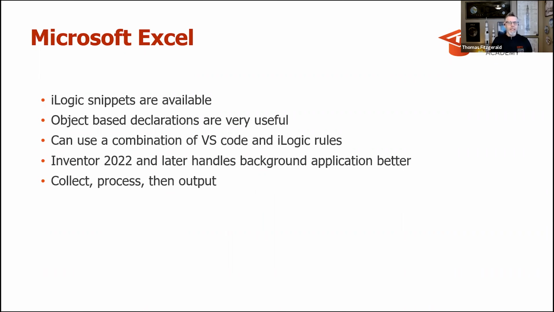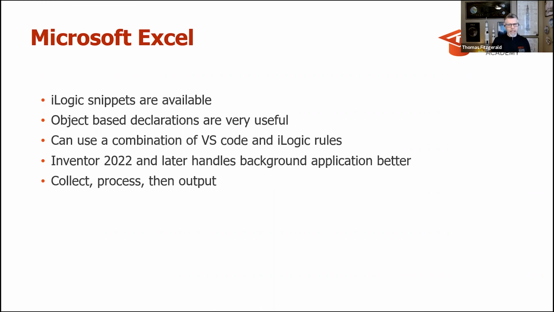But for obvious reasons, you want to try to standardize on a method. Sometimes you get mixed results if you're bouncing back and forth and using iLogic snippets versus using some of those object-based declarations. So you want to be very cautious in terms of which path you follow around accessing Excel spreadsheets. I did find that in Inventor 2022, it handles background applications a lot better than some of the previous Inventor versions. And what I mean by that is, remember what I was saying, you want to access Excel, collect information, and then you're going to close Excel.